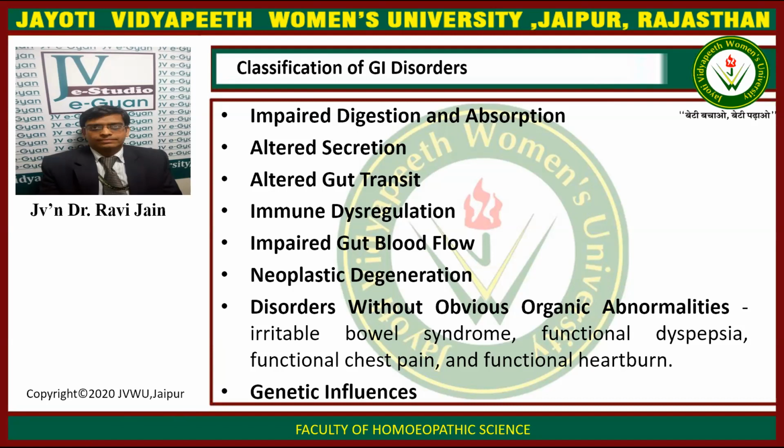There are various disorders without any obvious organic anomalies, like irritable bowel syndrome. There can be functional dyspepsia, functional chest pain, and functional heartburn. Why are these called functional? Because they don't have any underlying pathology; just symptoms are present without any underlying pathology. And there are various genetic influences which can affect the individual.